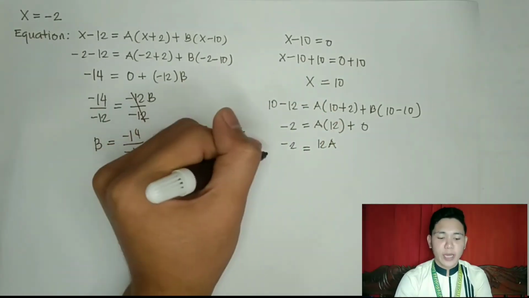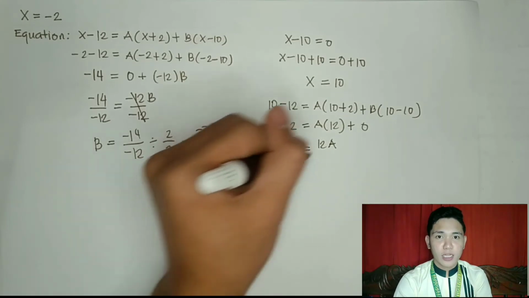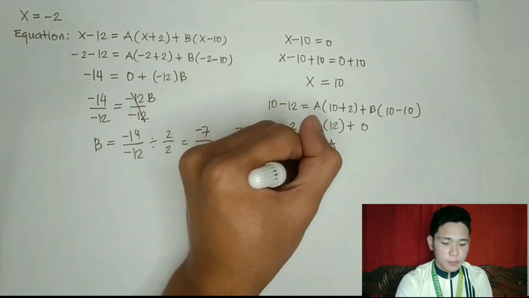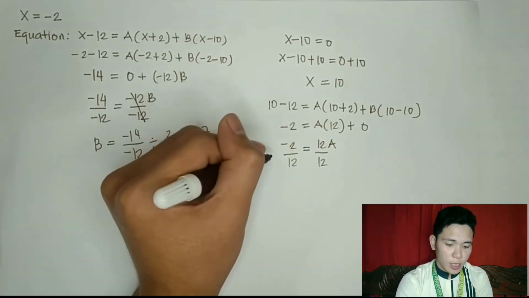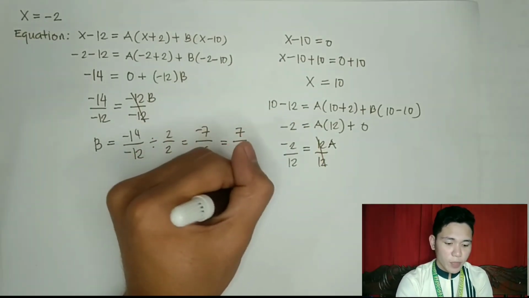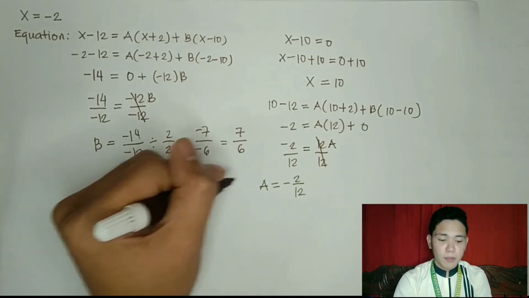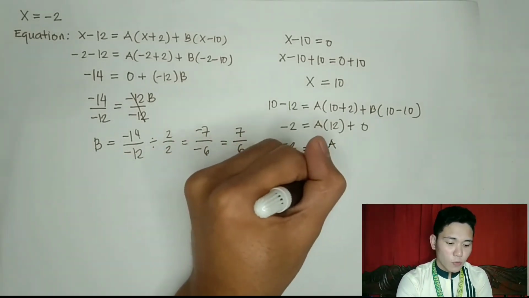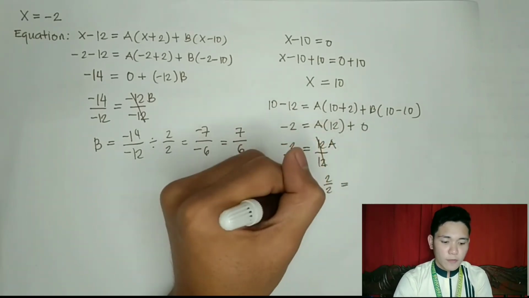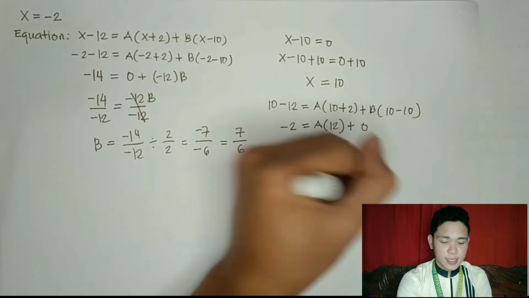In order to cancel the 12 on the right side of the equation, we need to divide both sides by 12. So we have 12 here and also 12 here, and then cancel. So our A is negative 2 over 12. Simplify, divide by 2 over 2. So our value for A is negative 1 over 6.